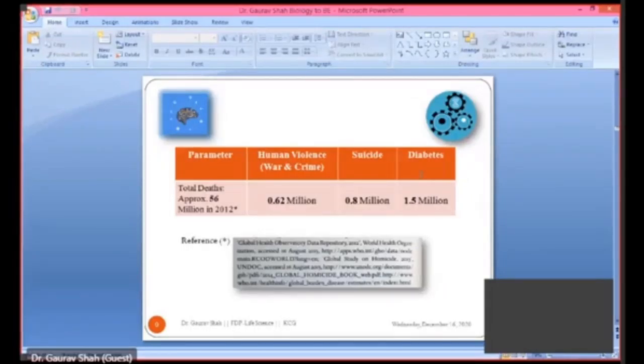Because in some way or other, there are many factors, right? We are not going into the biology of diabetes, the different types of diabetes and the reasons related to that. But in the general understanding of a common man, 1.5 million is a huge number, more than double as compared to the crime.